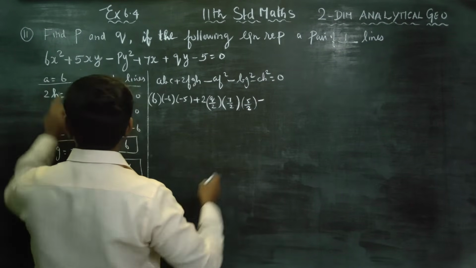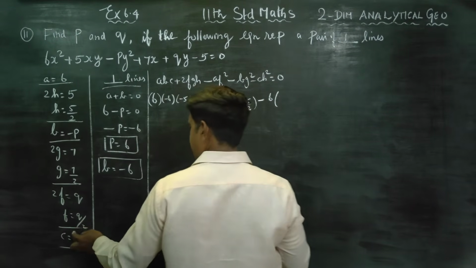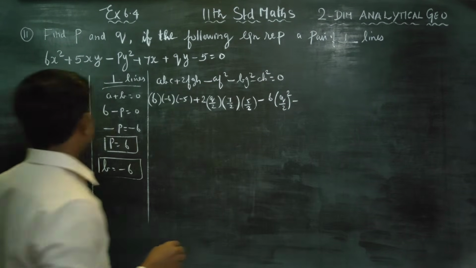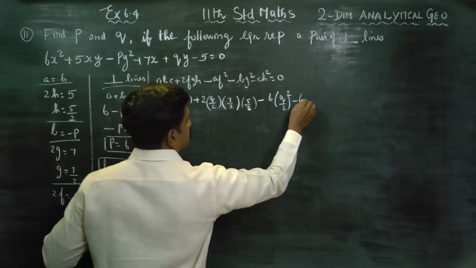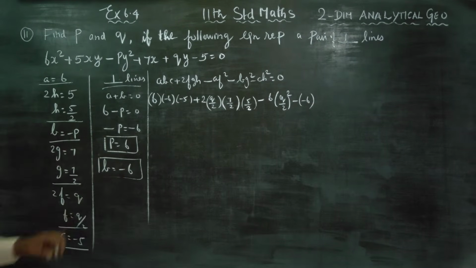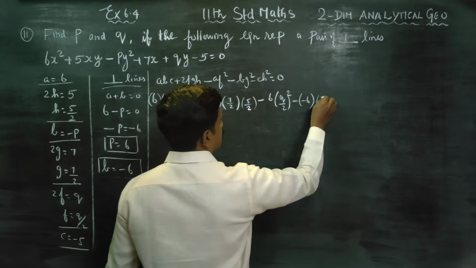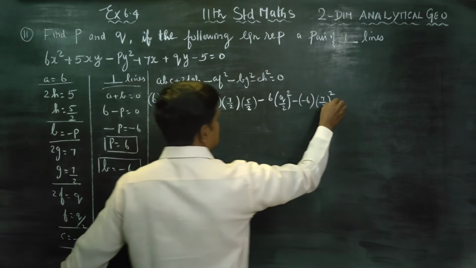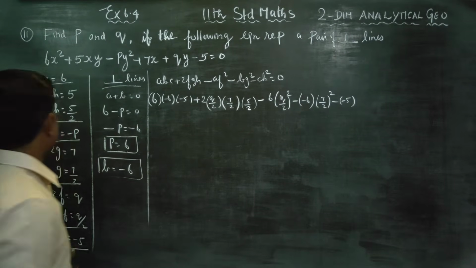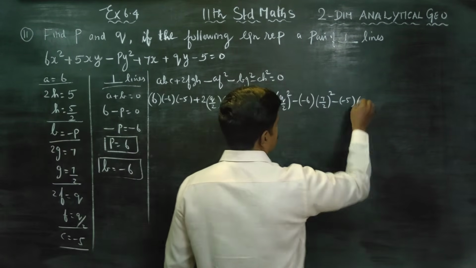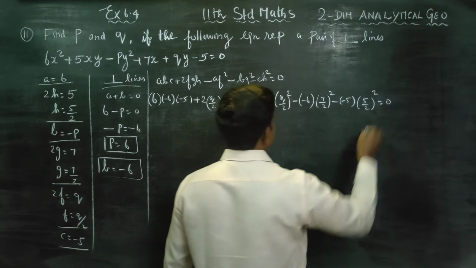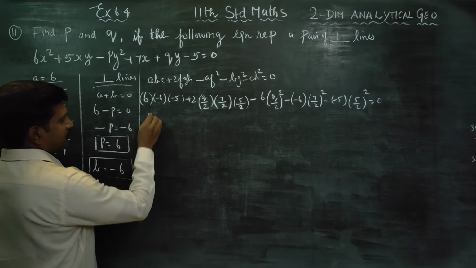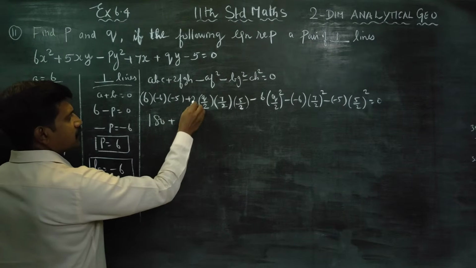Minus af square. A is 6, f square, f is q by 2 whole square. Minus bg square, minus 6, g square is 7 by 2 whole square. Minus ch square, minus c is minus 5, h square is 5 by 2 whole square, is equal to 0. Minus into minus becomes plus 36 into 5 becomes plus 180 plus 2q.